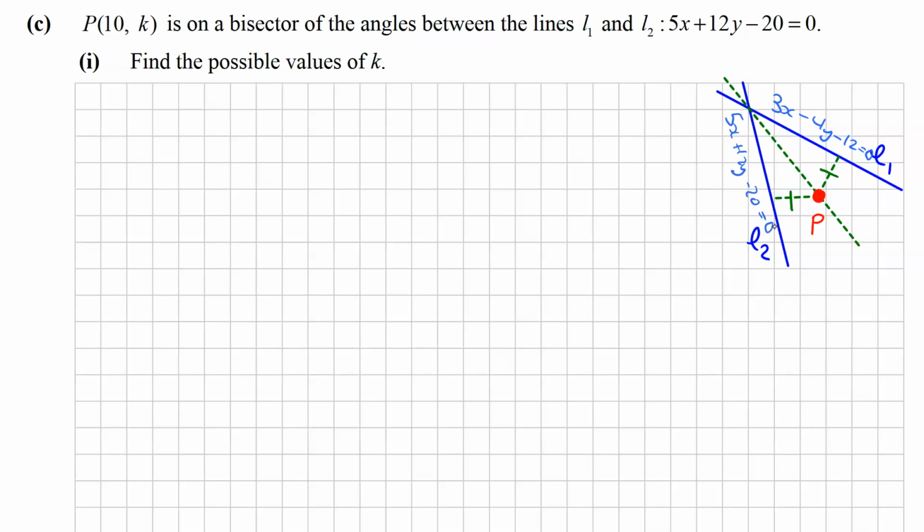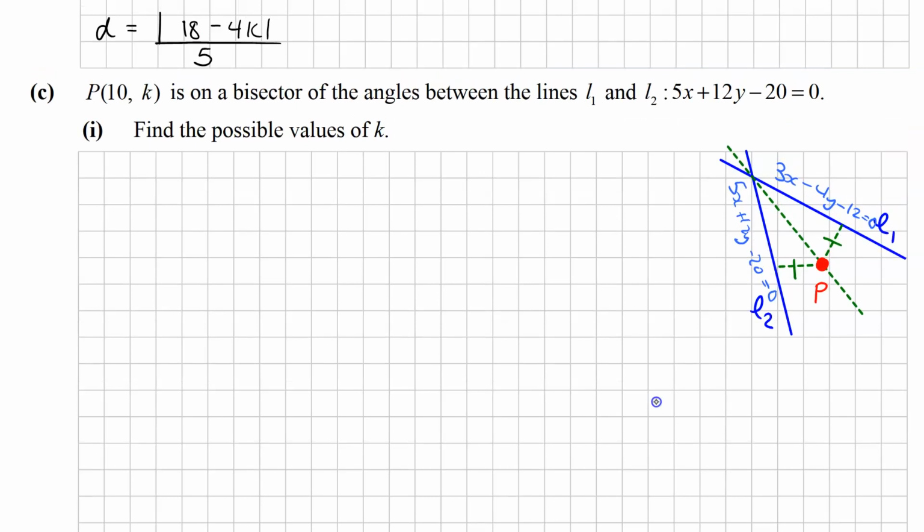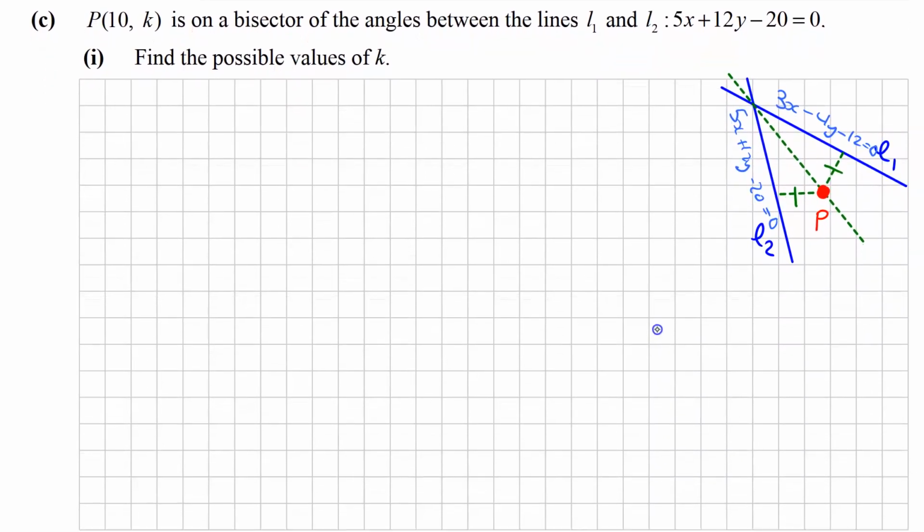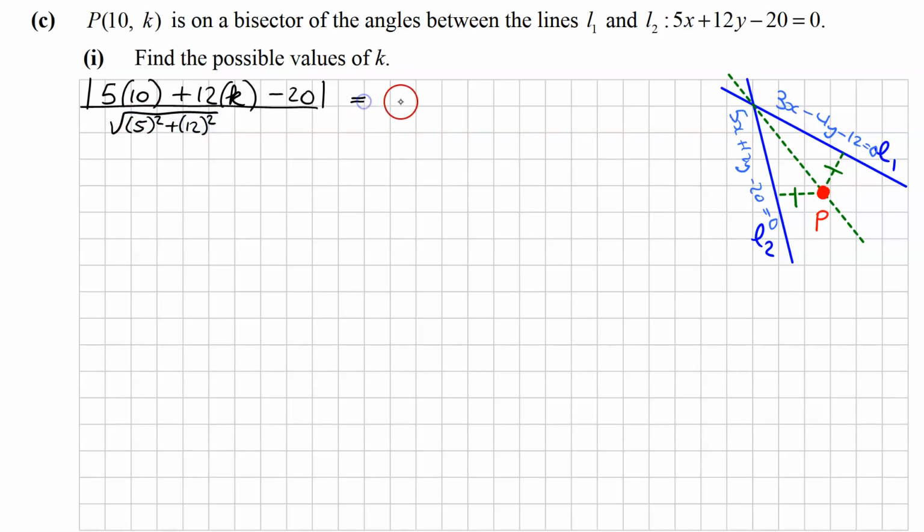And what we know is that the distance from P is exactly the same from L1 and L2. We've already found the distance to L1 to be (18 - 4k)/5. So we're going to repeat that again, but from the other line. We take the absolute value of 5 times 10, copying exactly what I did a second ago for part B, plus 12 times k, minus 20, all over the square root of 5 squared plus 12 squared. And we know that has to equal the distance we just found a second ago.